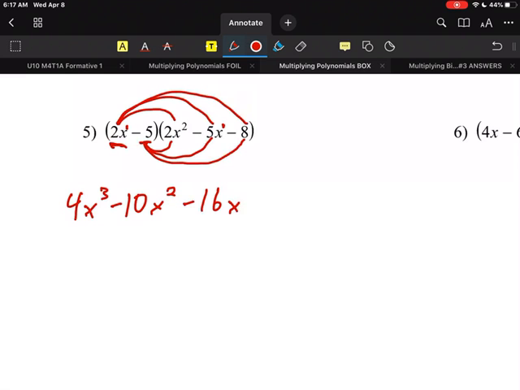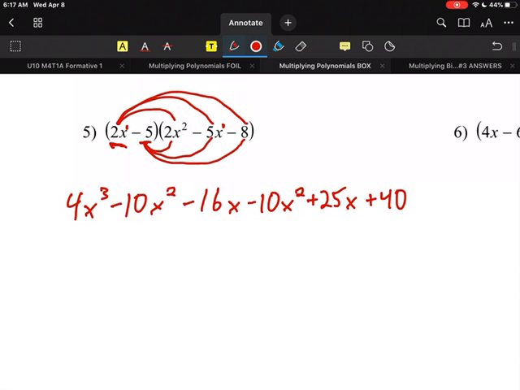Okay, so negative 5 times 2x squared, negative 10x squared. Okay, there's only 2 x's there, so I'm multiplying that. And then negative 5 times negative 5x. Well, negative times a negative is a positive, 25, and then with an x. And then negative 5 times negative 8 is positive 40, okay?